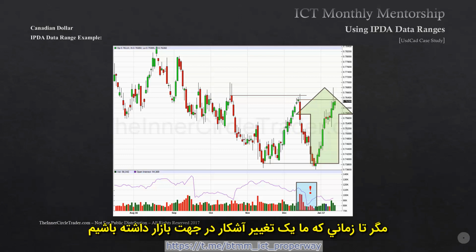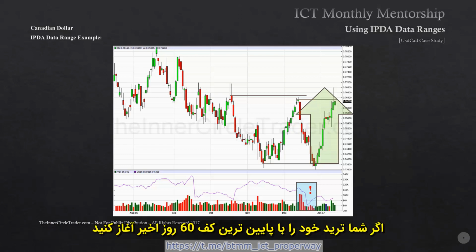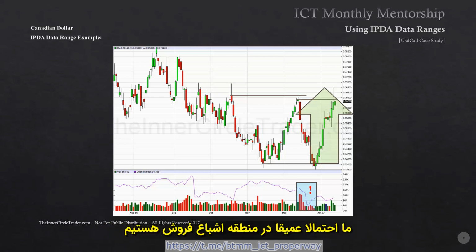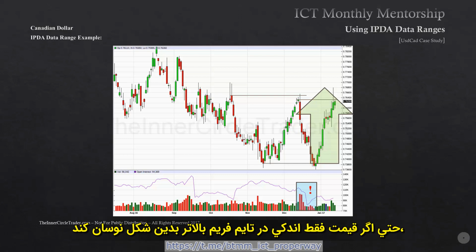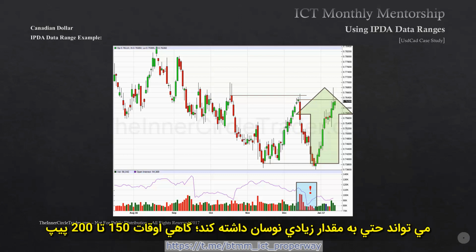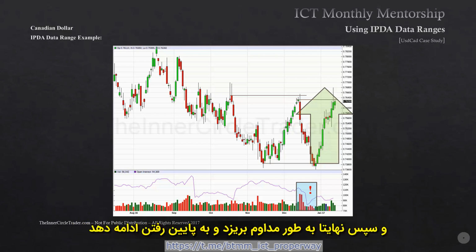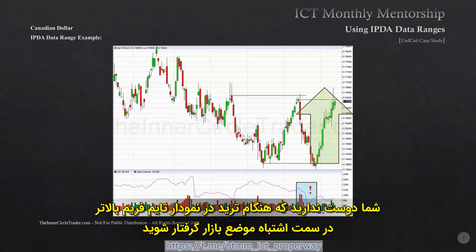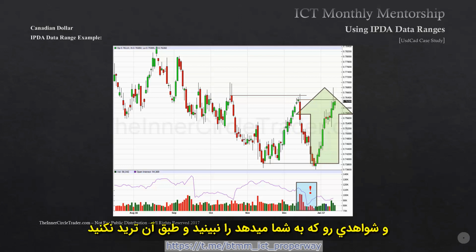Until we get an obvious change in direction, how would that happen? Well, if you start trading to the lowest low in the last 60 days, we're probably going to be very deeply oversold, in a deep discount. Even if the price only bounces a little bit on a higher time frame like this, it can bounce a great deal, sometimes over 150, 200 pips, and then eventually roll over in continuous fashion and keep going lower. You don't want to be caught on the wrong side of the marketplace trading on a higher time frame chart and not see the evidence it's given you and trade accordingly.